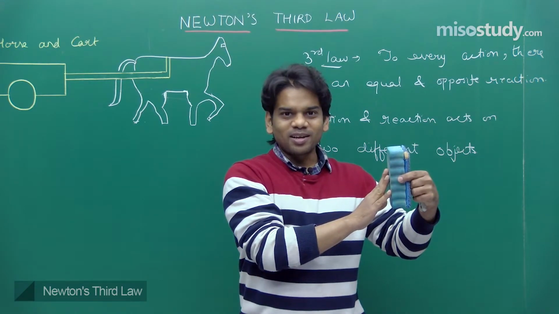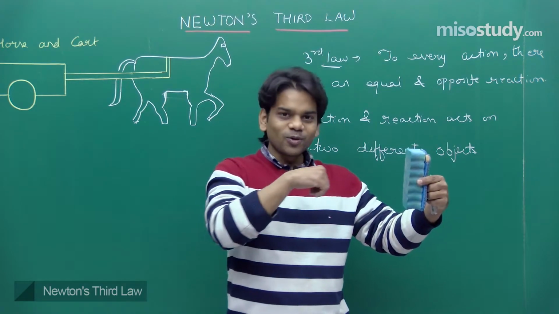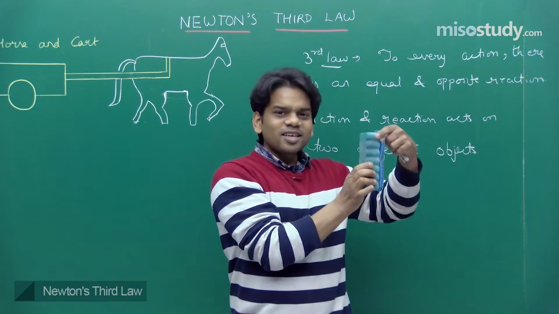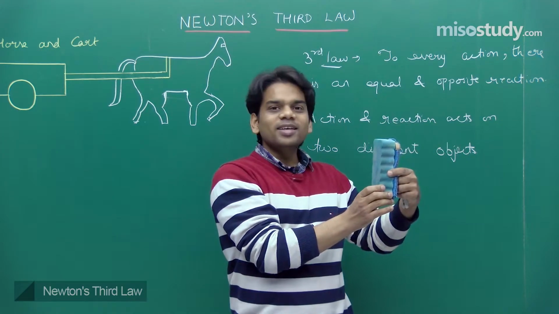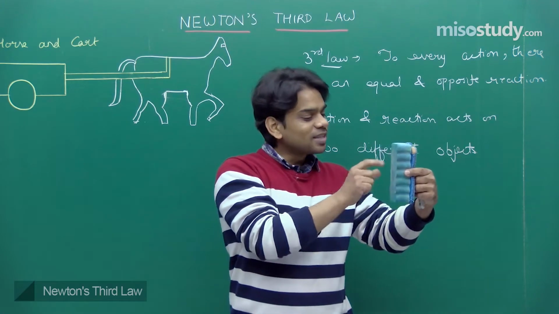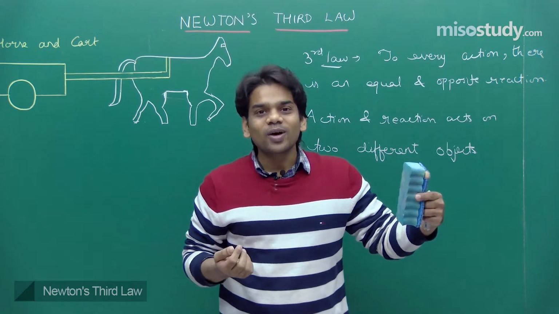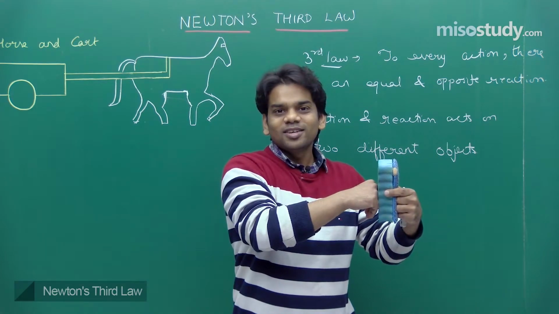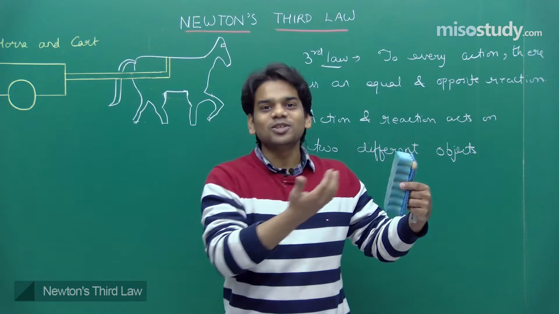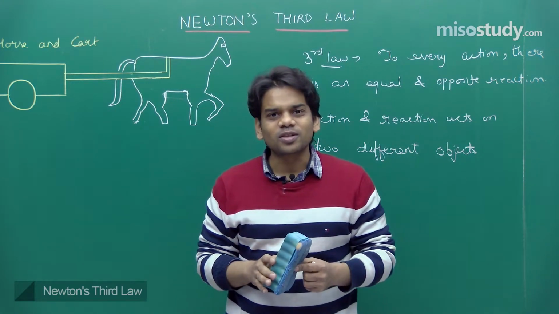And you know why that pain comes to your hand, why your hand pains? Because as you exert force, this object thinks, why is someone hitting me? I'll also hit the person with the same force. It will exert a force of the same magnitude on my hand. So if you punch the wall, you feel pain because the wall is punching you back with the same force. So this is the concept of Newton's third law.